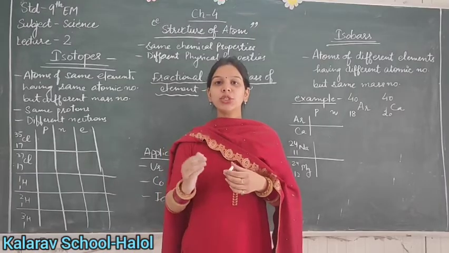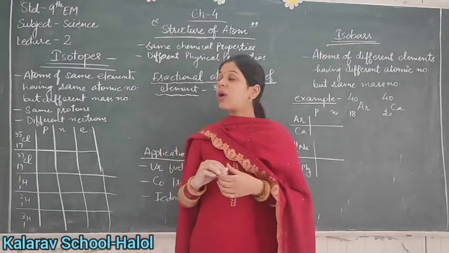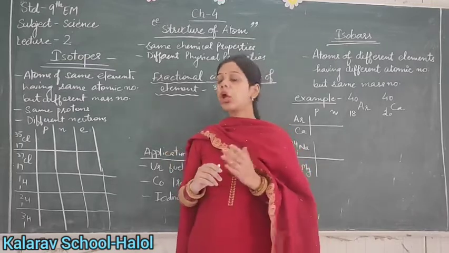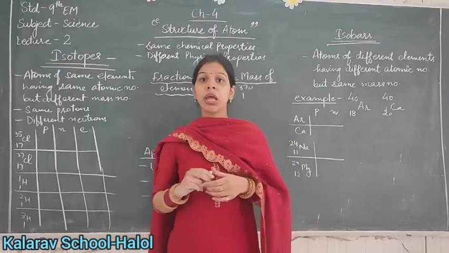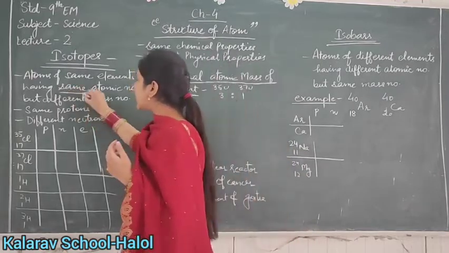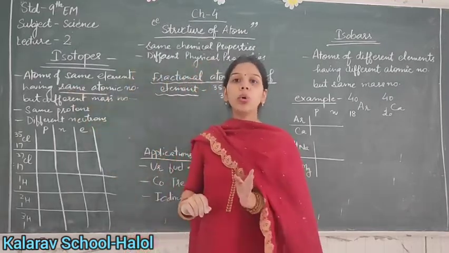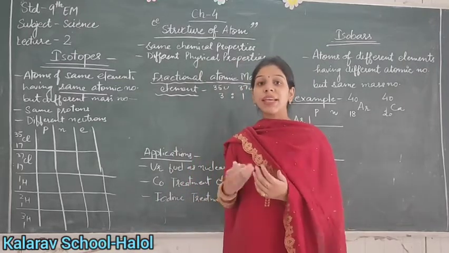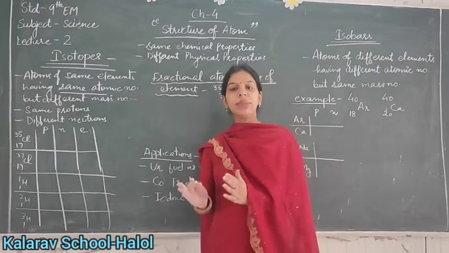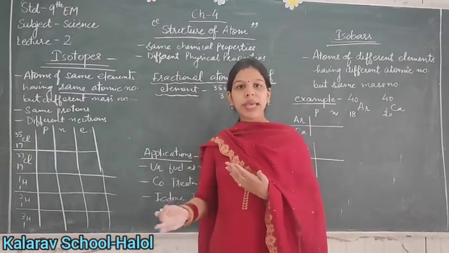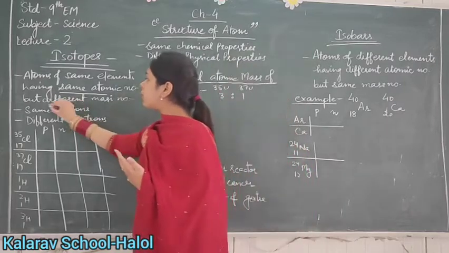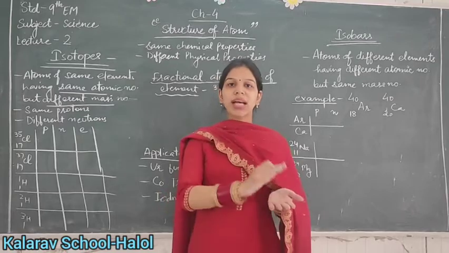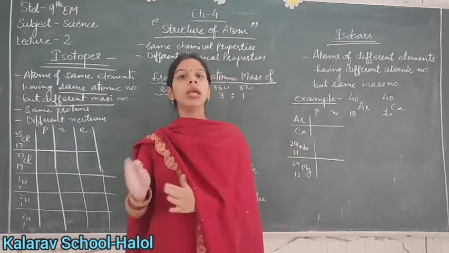Next topic is isotopes and isobars. Isotopes are the atoms of the same element having the same atomic number but different mass number. So what does it mean? Having the same atomic number: as you already know, the atomic number is related to the number of protons. So if the atomic number is the same, then the number of protons is also the same. Different mass number means different number of neutrons, as mass number is directly related to neutrons.